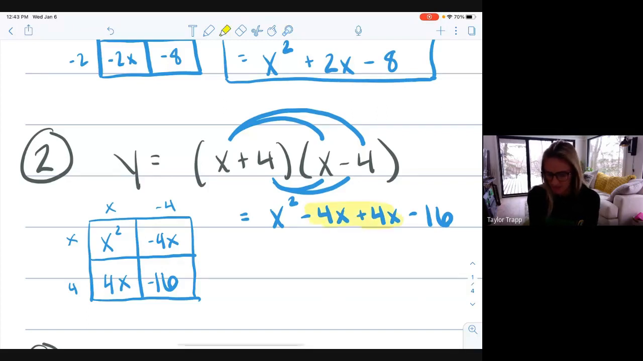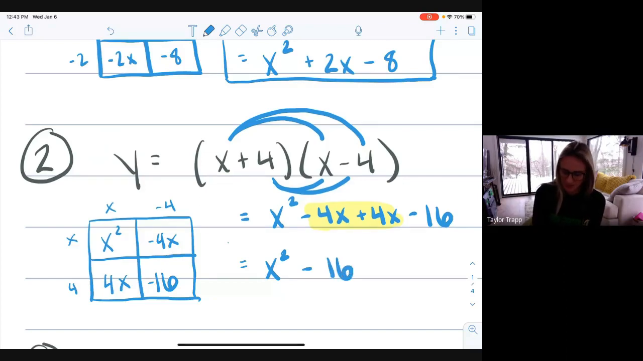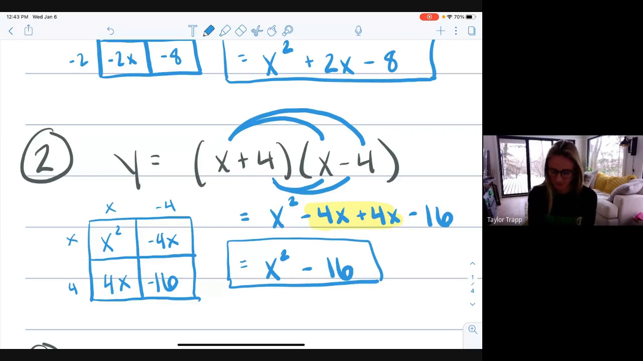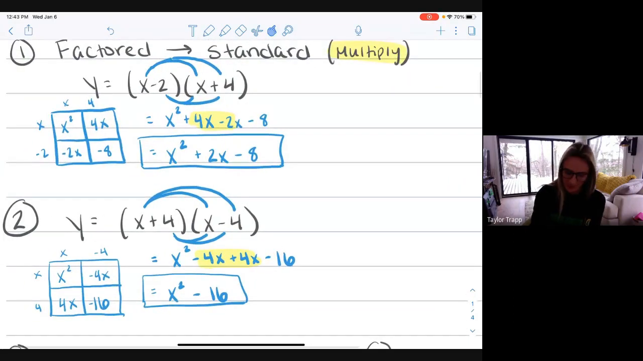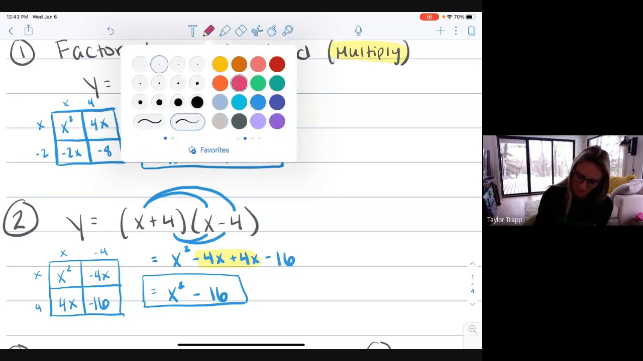But we do have to combine those like terms, and here's where people get a little bit screwed up. Negative 4x plus 4x is a 0. This becomes 0, so you don't rewrite that. You just leave the minus 16, and it cancels out. And that's your answer. Okay. So that's where people kind of get screwed up a little bit, but I'm going to do a side note over here.